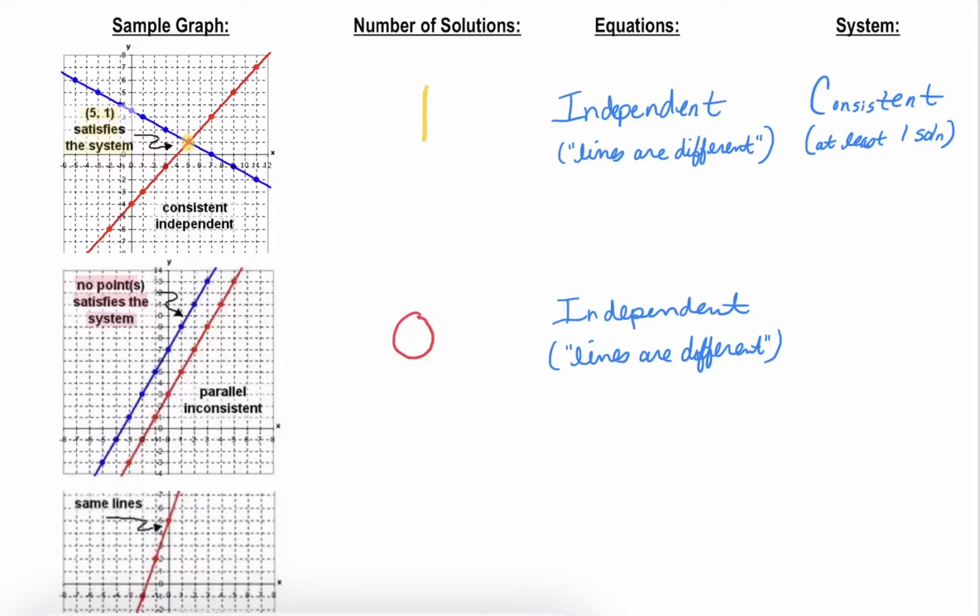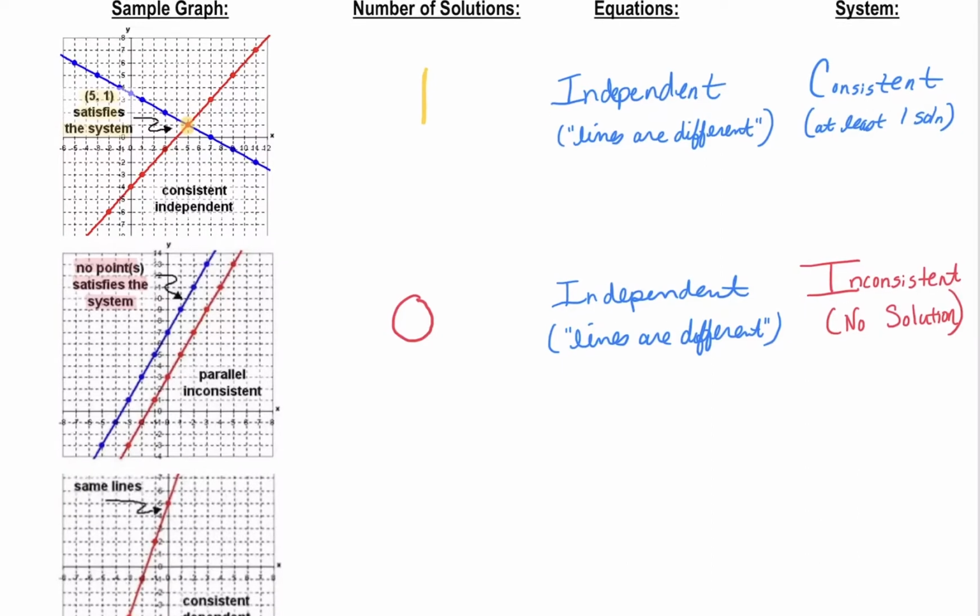There is no solution. So when there is no solution, this is when we say a system is inconsistent. So inconsistent vocabulary with systems means there is no solution to that system. Okay, that's key. That's key.